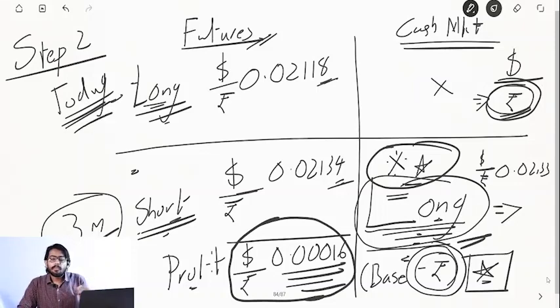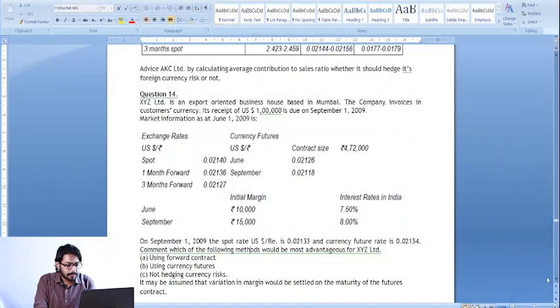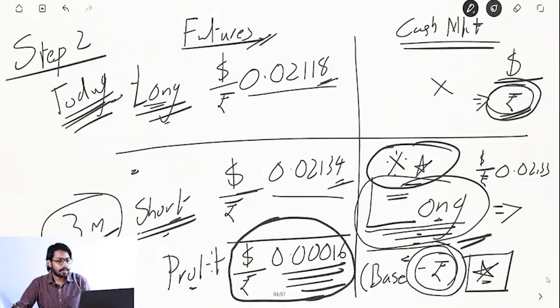Today, what is the rate of September futures? Not June futures. I want September futures. It's 0.02118. After 3 months, what is the rate of September futures? On maturity, it's given in the question. On the maturity date, the currency future is 0.02134. On September 2009, the futures rate is 0.02134. Fill that out, you will get a profit. Selling rate minus purchasing rate is positive, you got a profit.